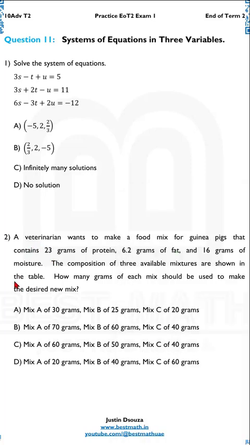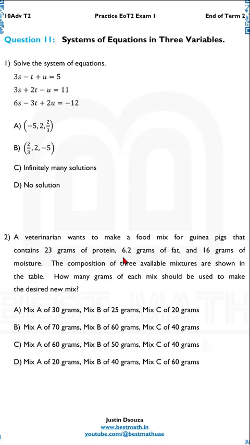Let's go to the next one here. A veterinarian wants to make a food mix for guinea pigs that contains 23 grams of protein, 6.2 grams of fat, and 16 grams of moisture. The composition is given over here in the table, which I forgot to mention. I'll show you in a minute. How many grams of each mix should be used to make the desired new mix?